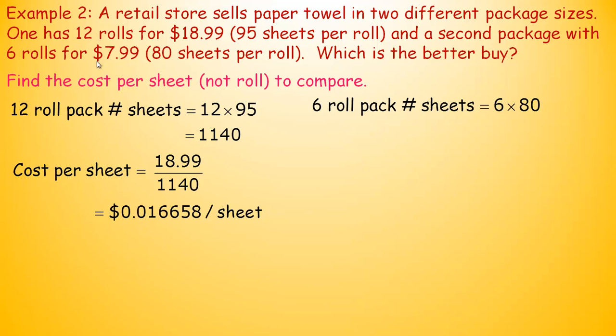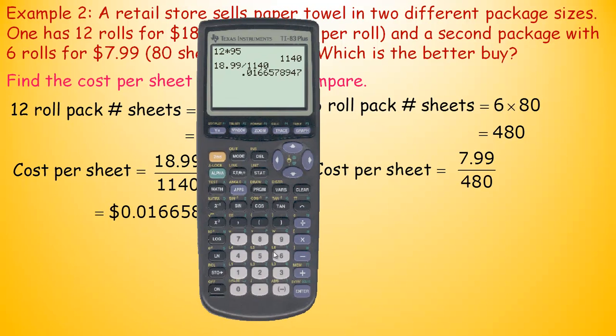Now the 6 roll pack, the smaller one, there's 80 sheets in each of the rolls. So the number of sheets would be 6 times 80, which works out to 480. And so we want the cost per sheet for this second smaller pack. We would take the $7.99 cost and divide it by 480. And if we do that, $7.99 divided by 480, we get this number here.